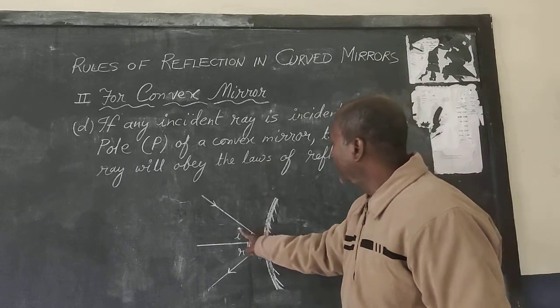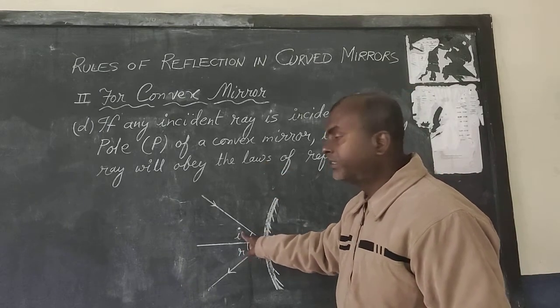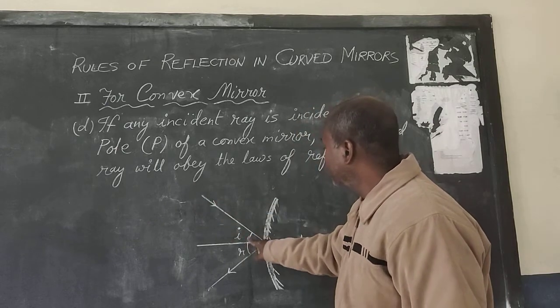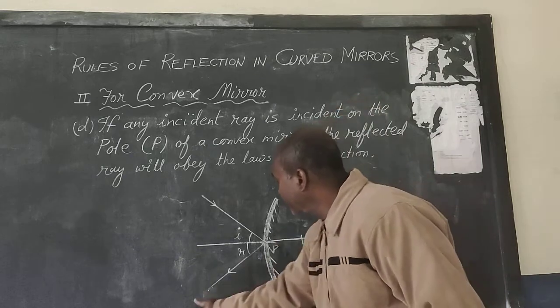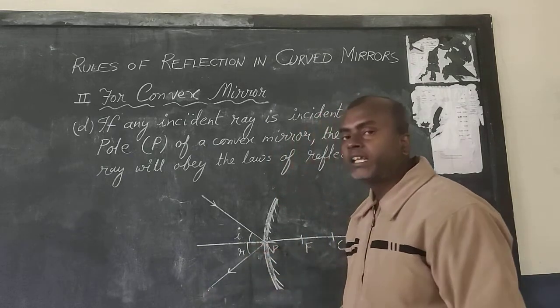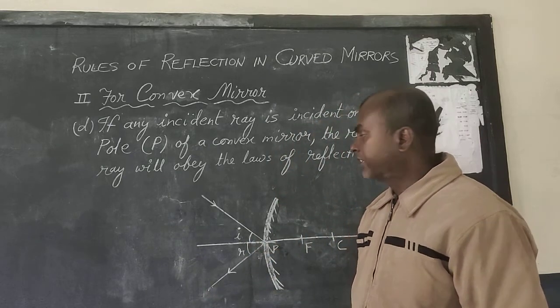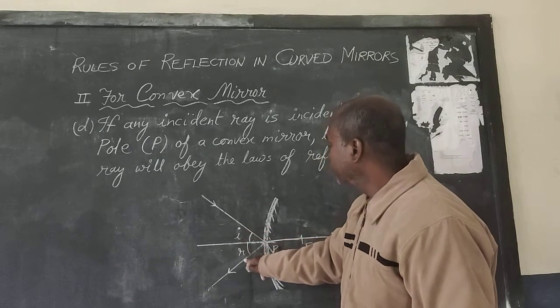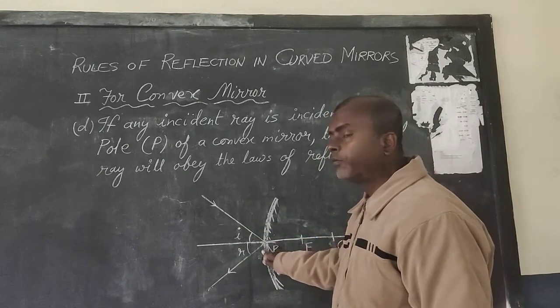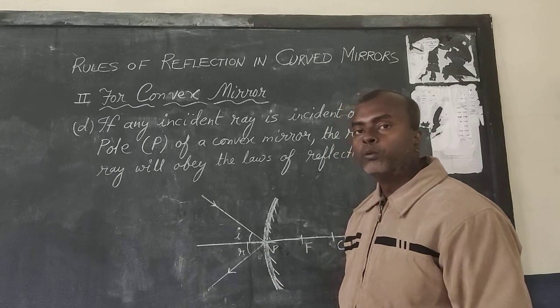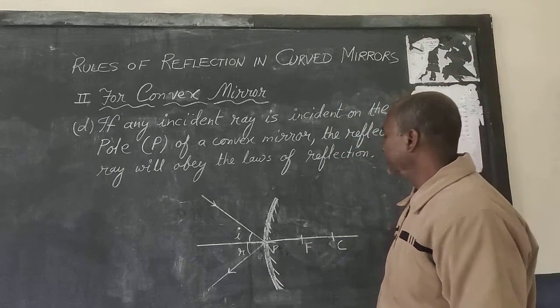How? You have to calculate the angle of incidence. This is the incident ray. Whatever the angle of incidence will be, the reflected ray will also have the same angle. In other words, the angle of incidence and the angle of reflection will be the same if the ray of light hits the pole of the mirror. Okay.